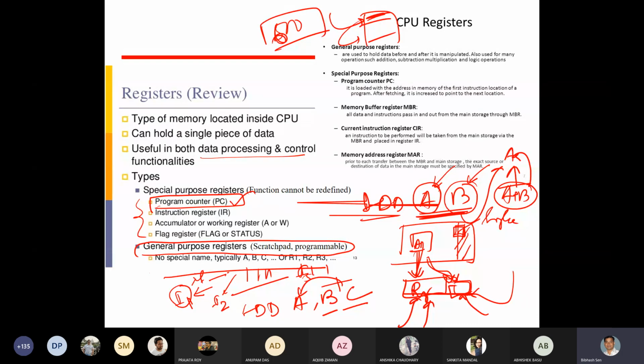The PC cannot be used as a general purpose register. Be careful, this is a special purpose register, only for special purposes. Then the instruction register, where the instruction will be loaded for decoding. The instruction register is a special purpose register, and the accumulator or working register, which I will write as A and W during any pseudocode writing. If I mention A or W, you can understand that I am using the accumulator.